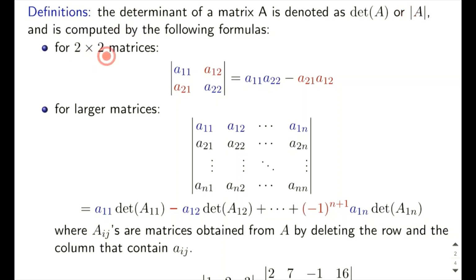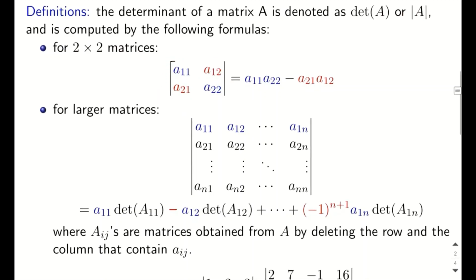For 2 by 2 matrices, so this is the 2 by 2 matrix, and this is the determinant, right? Now, one more thing I need to emphasize: if you write like this, then it's not a determinant anymore, it's the matrix. So be careful of what you write. For 2 by 2 matrices, its determinant is equal to the product of the entries on the main diagonal subtracted by the product of the entries on the minor diagonal.